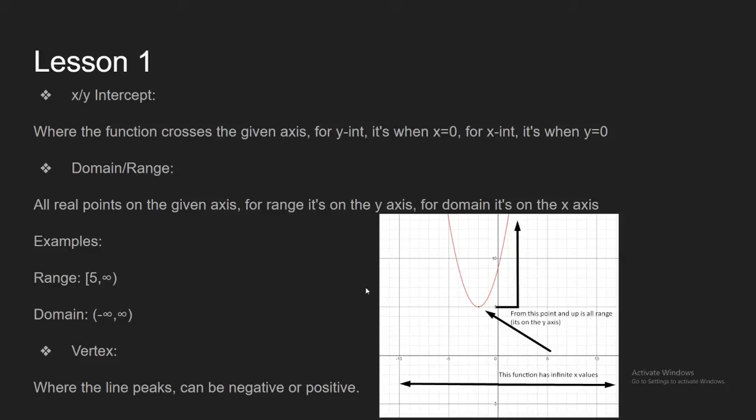So for range on this graph, it starts at 5 and goes up infinitely. And for domain on this graph, it's negative infinity to positive infinity, because this function has infinite x values.